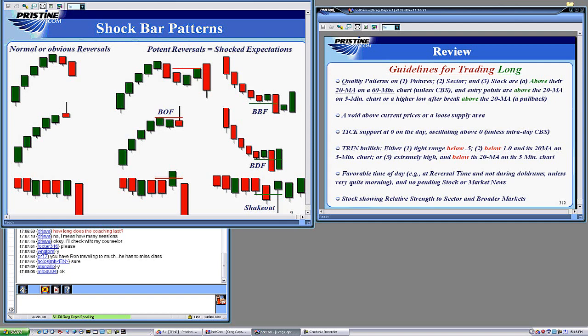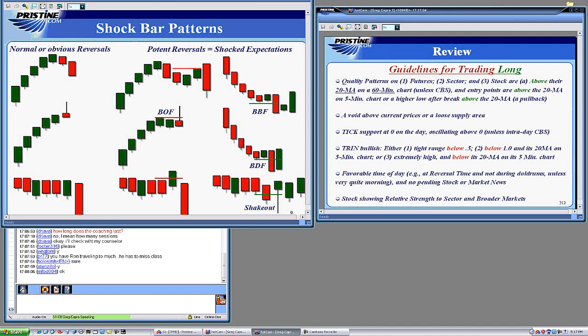You're looking for entry points on the 5. Is there a void, or loose overhead supply? Tick oscillating above the 0 line. And of course, we want to see some tick extremes. I want to see that tick get above 600. Trend being bullish. Sideways below 5, below 1 and declining, in other words, under its 20 MA, declining, or high and declining under its 20 MA.